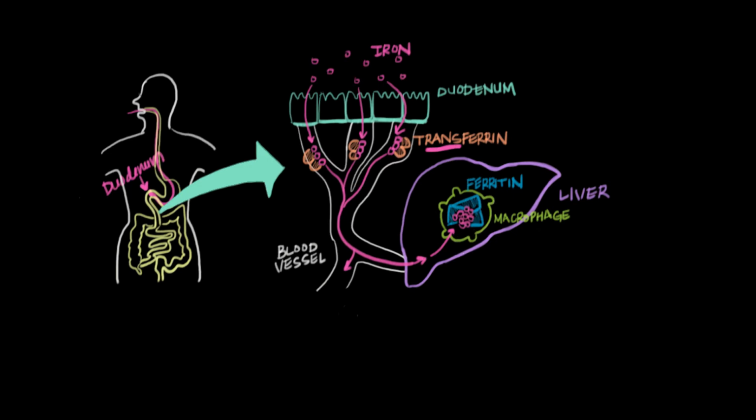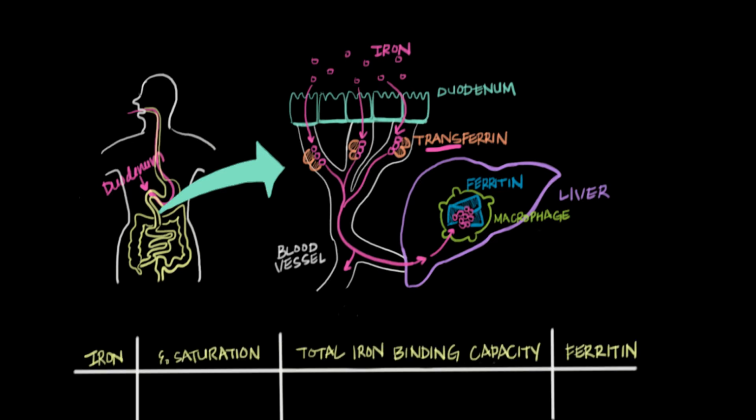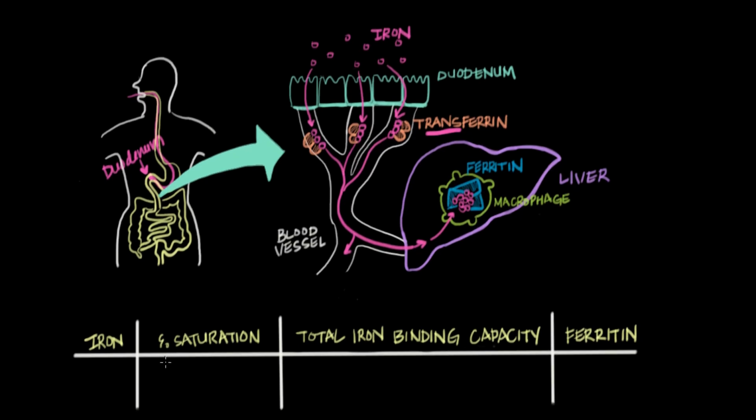Okay, so now we know enough to talk about iron studies. So if you suspect that somebody has iron deficiency anemia, you go ahead and order iron studies. And these are some of the values that would come back. So let's talk about what we'd see in a patient who's iron deficient. So if a patient is iron deficient, you'd expect their serum iron to be low, right? That's not too hard to understand.